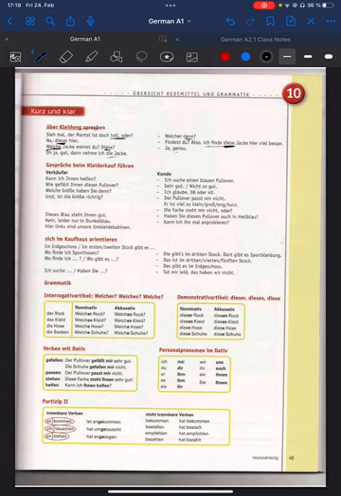So main thing is welcher, welcher, all these things. Ein Gespräch beim Kleiderkauf führen. To maintain conversation about clothes shopping.